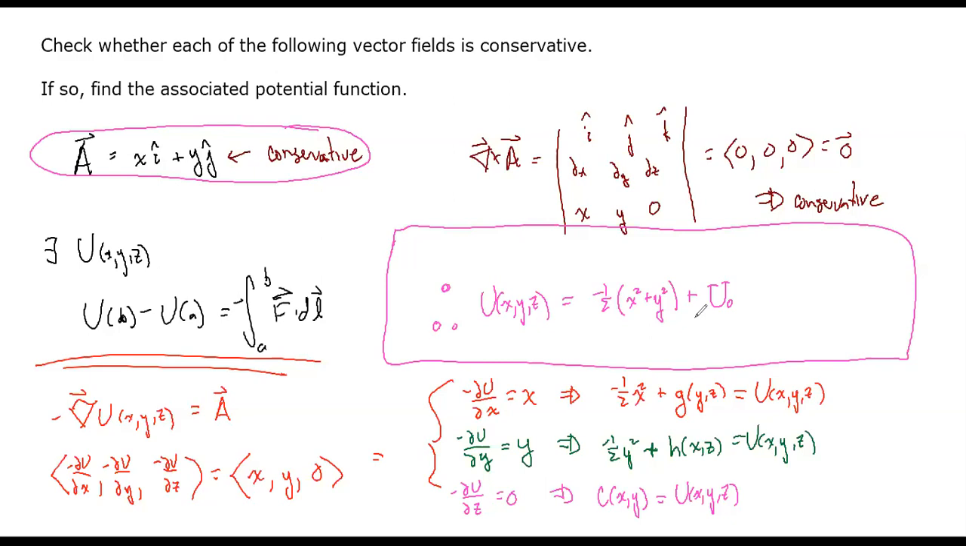So really the trick is just remember that they're partial derivatives, and if you took a partial derivative of any function of z with respect to x, it would be gone. So you've got to write these unknown functions down and compare. So check: minus grad u equals x, y, 0. Check.